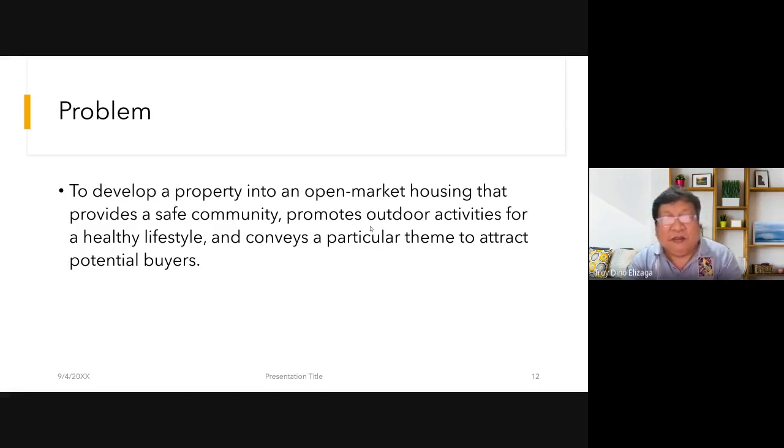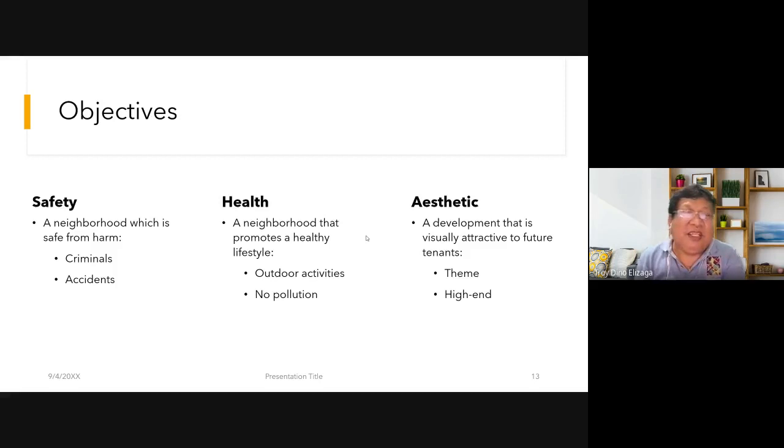You're supposed to look for a solution, but we cannot answer it if we're only saying, okay, solution, I want a solution. You have to define what sort of solution you want. The solution that I want is a property which will be converted to an open market housing, and so on. So that's why sometimes there are so many dramas in real life, because people cannot define what they really need, what they really want, what their problem is.